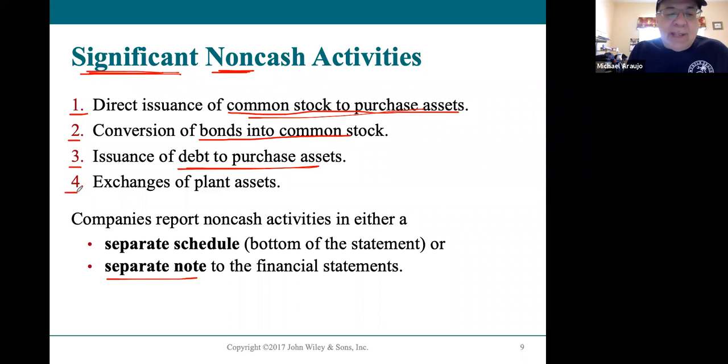And in the case that they might need to exchange their plant asset, so they have a delivery truck that they're exchanging for another delivery truck, no cash is involved. And so that's a non-cash activity, but it's significant because you'll see those changes on the balance sheet. Again, these are reported separately and usually on a separate note. They're not part of the cash flow statement because there's no cash that's flowing.